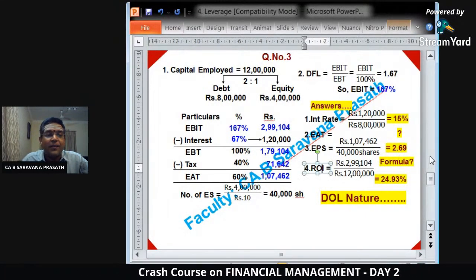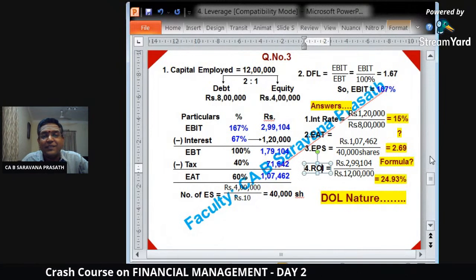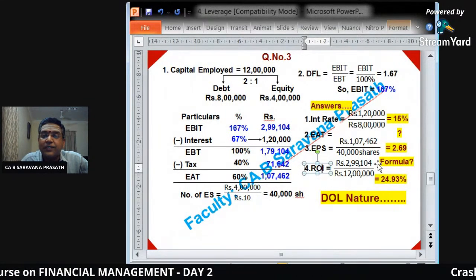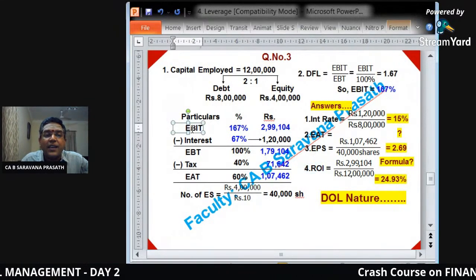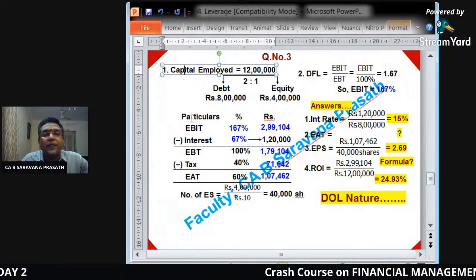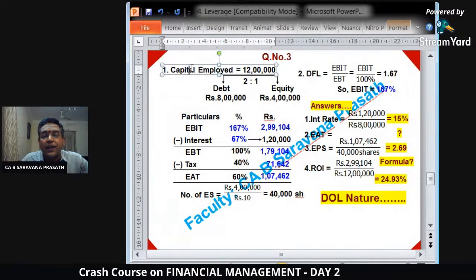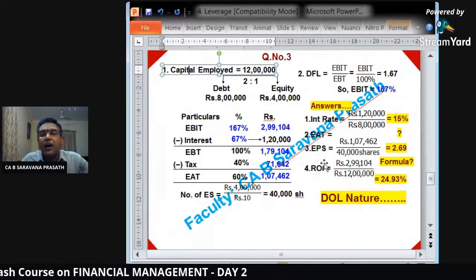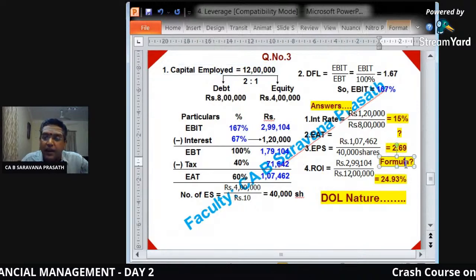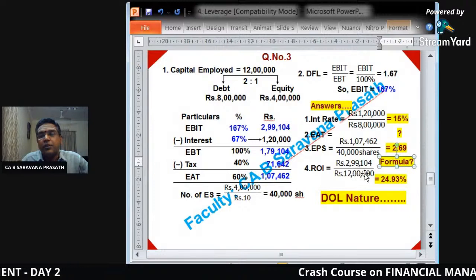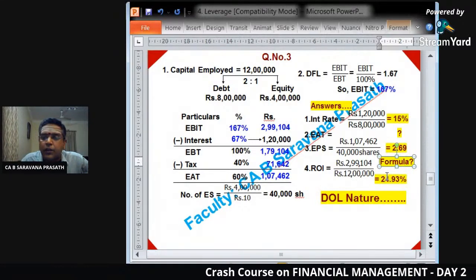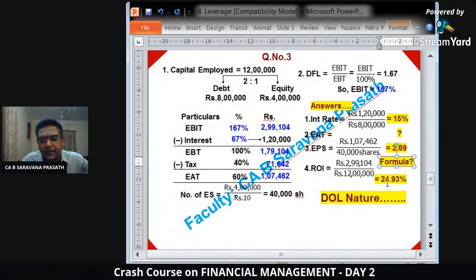Then comes return on capital employed, also referred to as return on investment. What is the formula for this? EBIT divided by capital employed. I will repeat, EBIT divided by capital employed. This is the formula for ROC. So you have to again write the formula, substitute and get the result. Here it is equivalent to 24.93%.